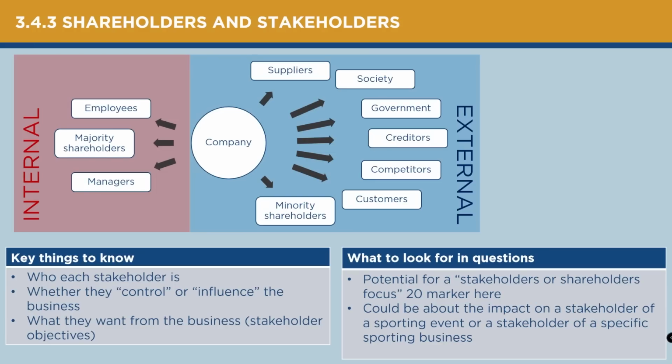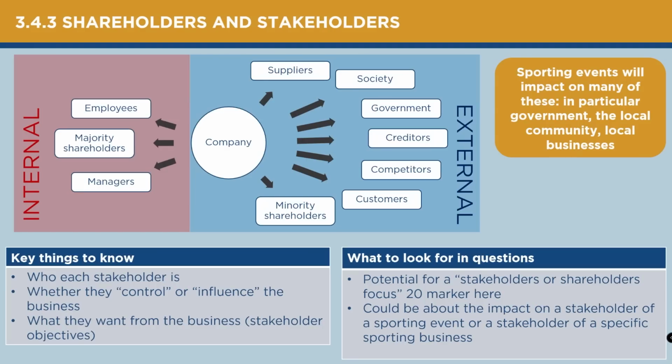It could be about the impact on a particular stakeholder of an event. It could be on a stakeholder of a specific sporting business. It could be, as I mentioned, a 20 marker where you have to say whether the business should focus on stakeholders or shareholders. Who knows really how that's going to look, but make sure you know all of those different stakeholders. I mentioned already when we talked about the economy, but it could be about the local community and government and local businesses. And so just be aware of those things when you're thinking about the sporting market.